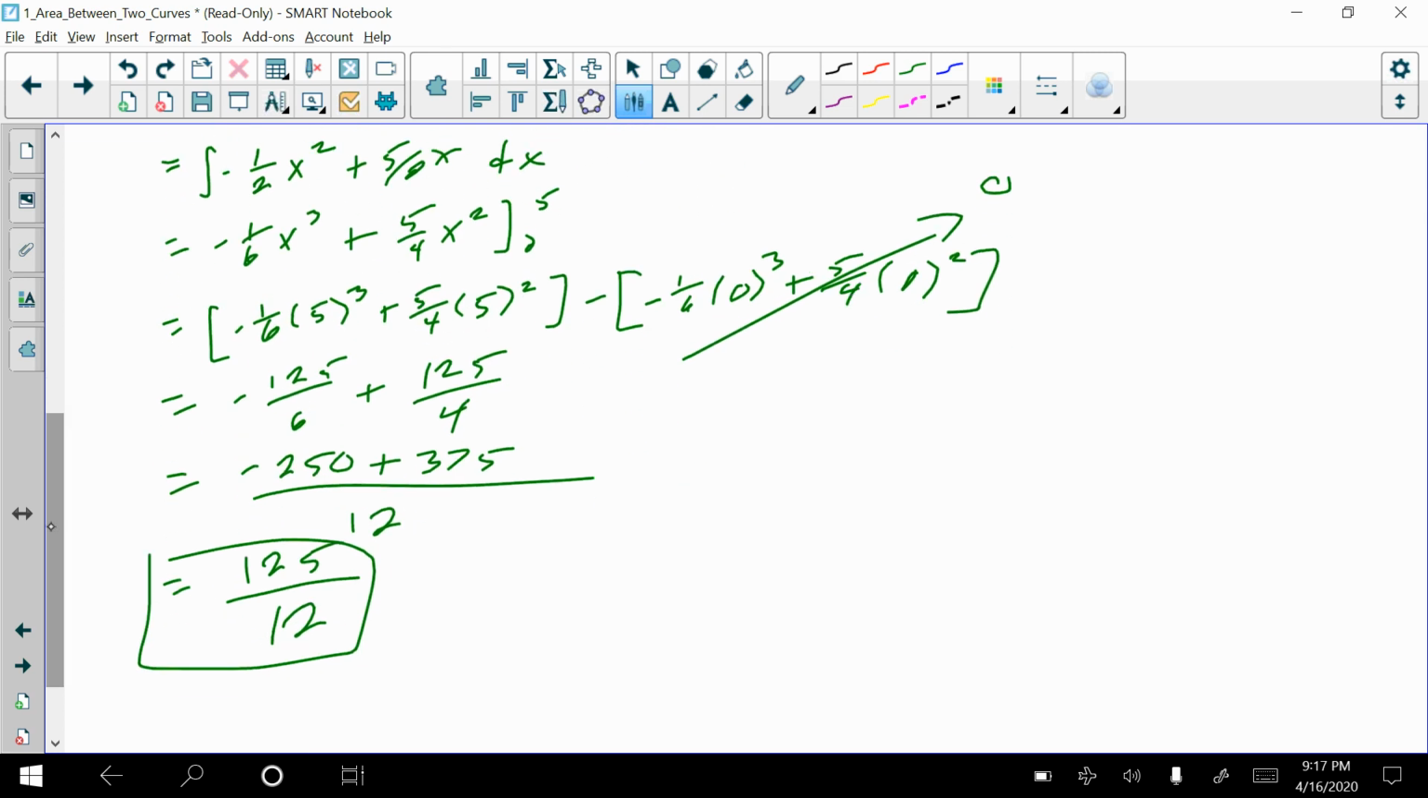Okay, so I'm going to stop this video here. We'll pick it up in the next video where we're going to take a look at some more functions where we're finding the difference or the sums of two areas. So thanks for watching and take care.